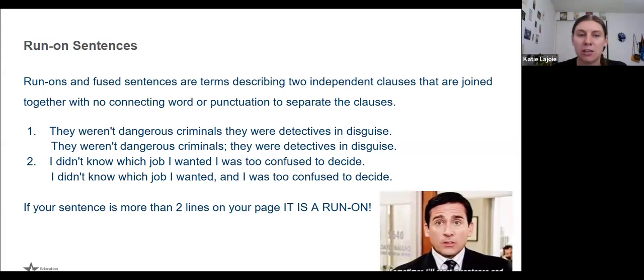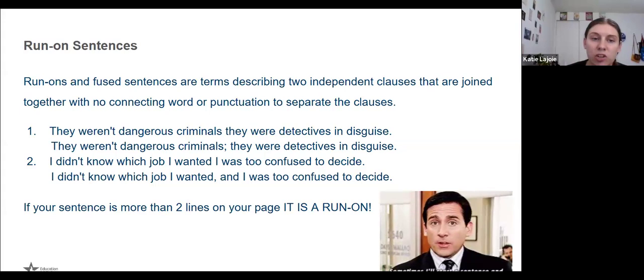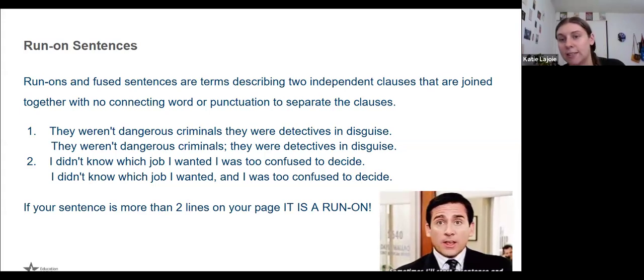So how can you help detect these? I have the little tip at the bottom. If your sentence is more than 2 lines on your page, it is a run-on. Or if you're reading your essay out loud and you can't finish the sentence without having to pause and take a breath, it's too long. It's a run-on. So we have these two examples. Number one says, they weren't dangerous criminals, they were detectives in disguise. This isn't a horribly offensive run-on, but we have two independent clauses. They weren't dangerous criminals, they were detectives in disguise.